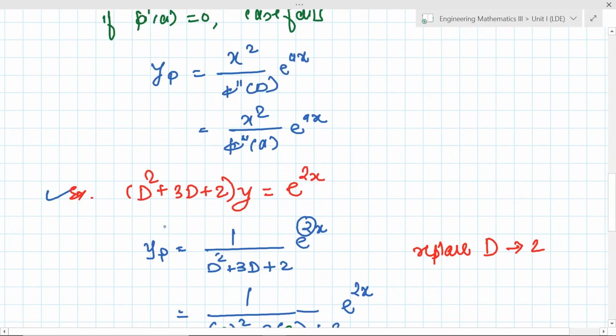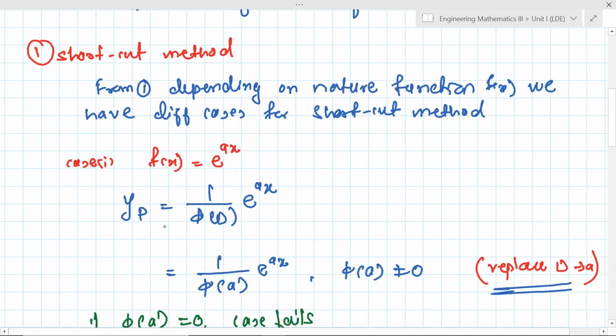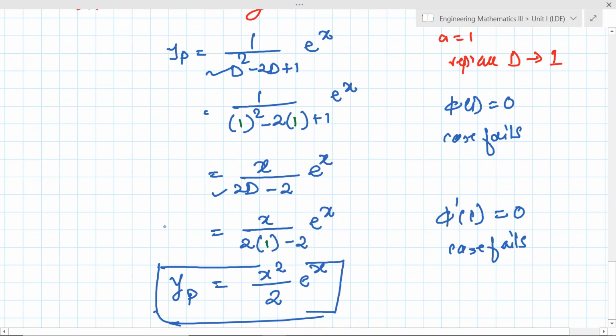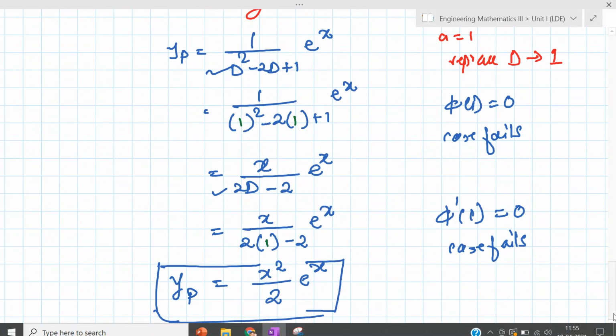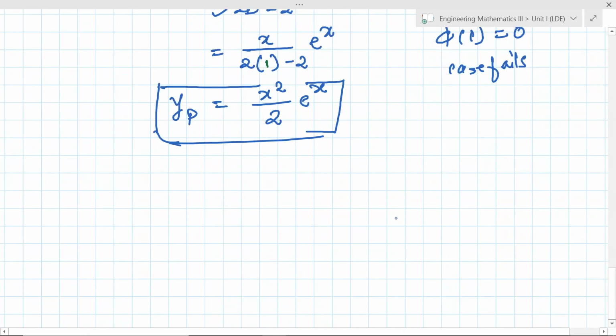Okay, we have seen both the equations, both the cases, both the parts: if the case fails, and if the case does not fail. So some notes are related to this case. Hope you have understood this case. It is very simple. We just need to replace d by a. So some notes are here. Note that.